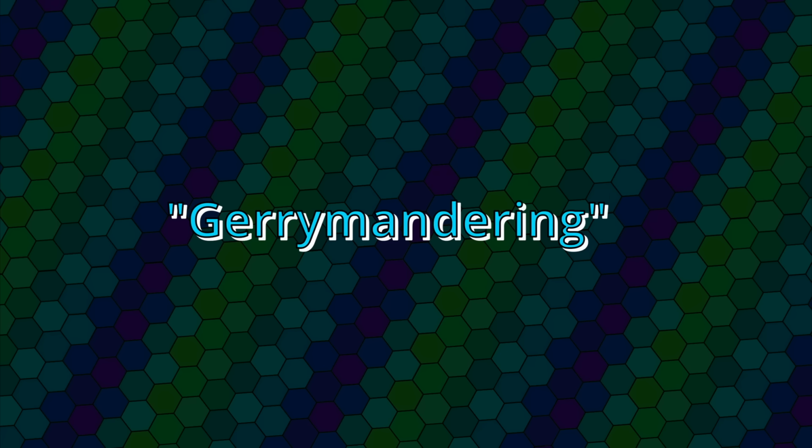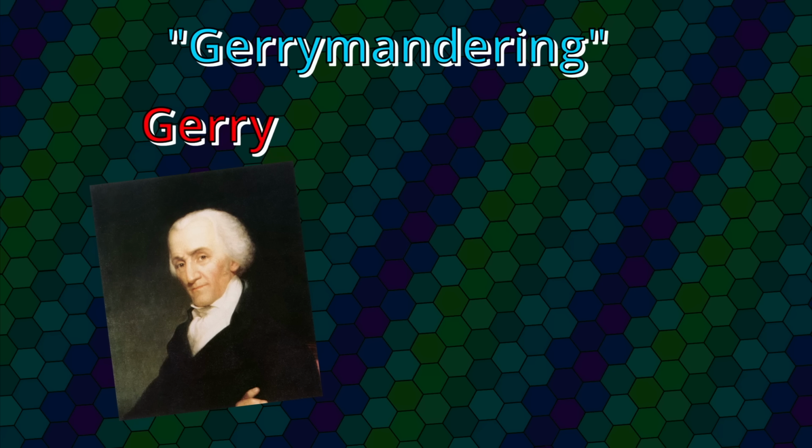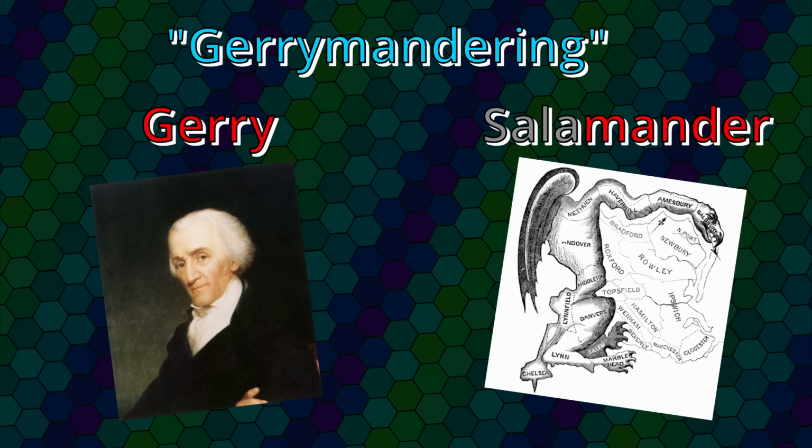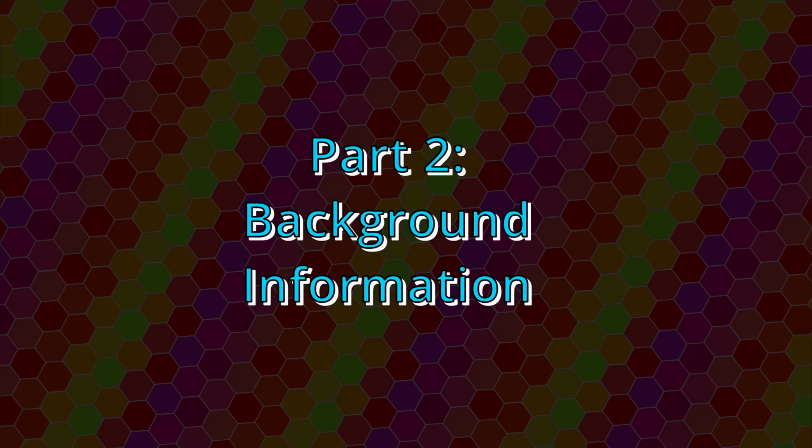The word gerrymandering itself comes from the year of 1812, when the governor of Massachusetts, Elbridge Gerry, signed a bill to create a new district, whose shape oddly resembled a salamander. Gerry, salamander. Together, they Steven Universe fused to become the word gerrymandering.